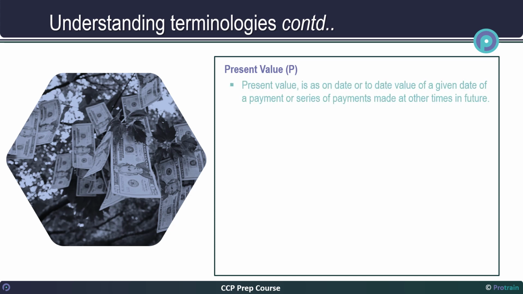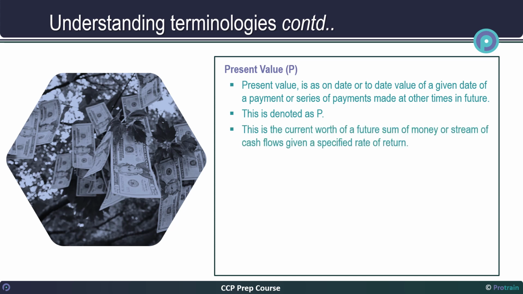Now let's start our discussion on economic analysis with present value, or P. Present value is as on date or to date value of a given payment or series of payments made at other times in future. In other words, any value that occurs at the beginning of the problem, or the beginning of a part of the problem, is a present value. This is denoted as P. This is the current worth of a future sum of money, or stream of cash flows given a specified rate of return. The present value occurs before any other cash flows.